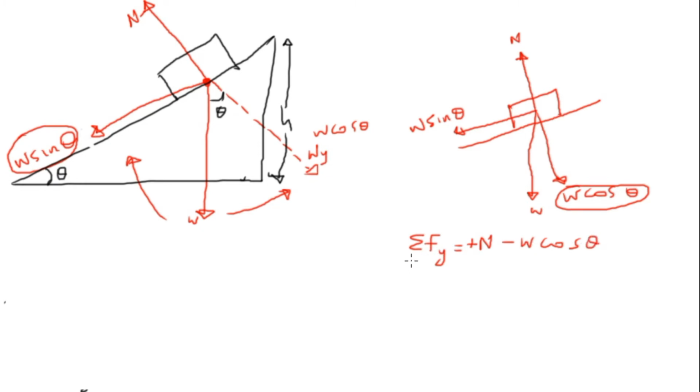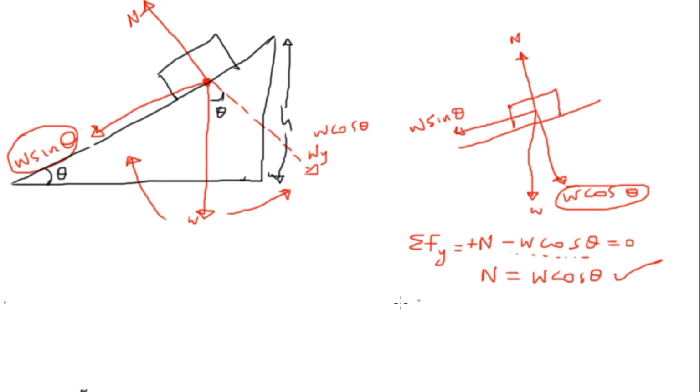Notice that summation Fy means the vector sum of the forces along the vertical axis. It is equal to 0 because the object is not moving at that point. There is no acceleration at that point. The object is not jumping up. That means the normal force is equal to w cos theta, by adding w cos theta to both sides. Notice that this force is balanced along the vertical axis, so there is no motion along the vertical axis.